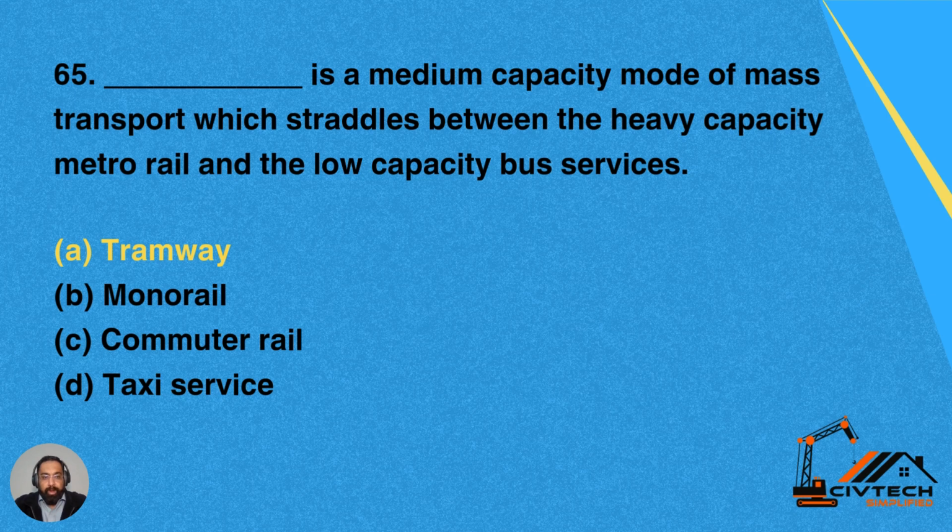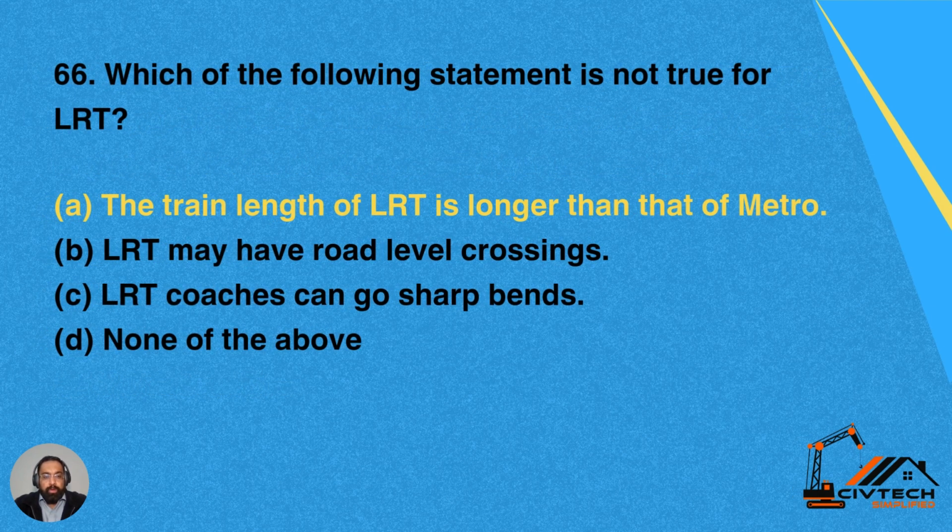65. Dash is a medium capacity mode of mass transit which straddles between the heavy capacity metro and low capacity bus service. Option A, tramway, option B, monorail, option C, commuter rail, and option D, taxi service. So tram is the medium sort of mass transit system. It's neither the bus nor the train, but it's a medium combination of both.